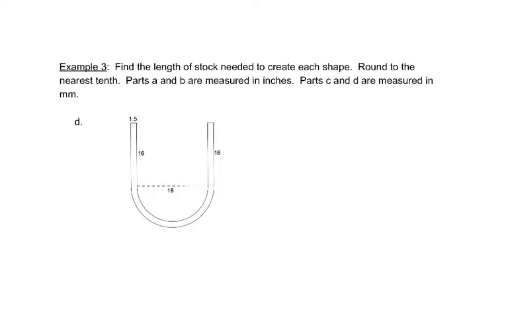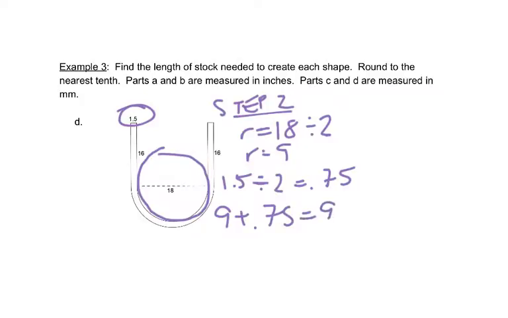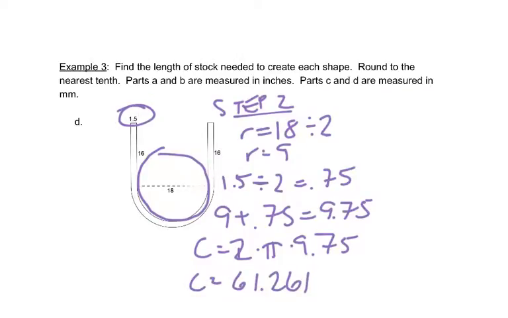We'll do one more. Again, we need to look for the curve, the circle part first. This 18 goes all the way across the circle, so we want to break that up to find the radius of the circle. We want to take the stock length and divide by 2. And then we want to add those two together to give us our new radius, and we'll find the circumference using that radius. That's 61.26105.